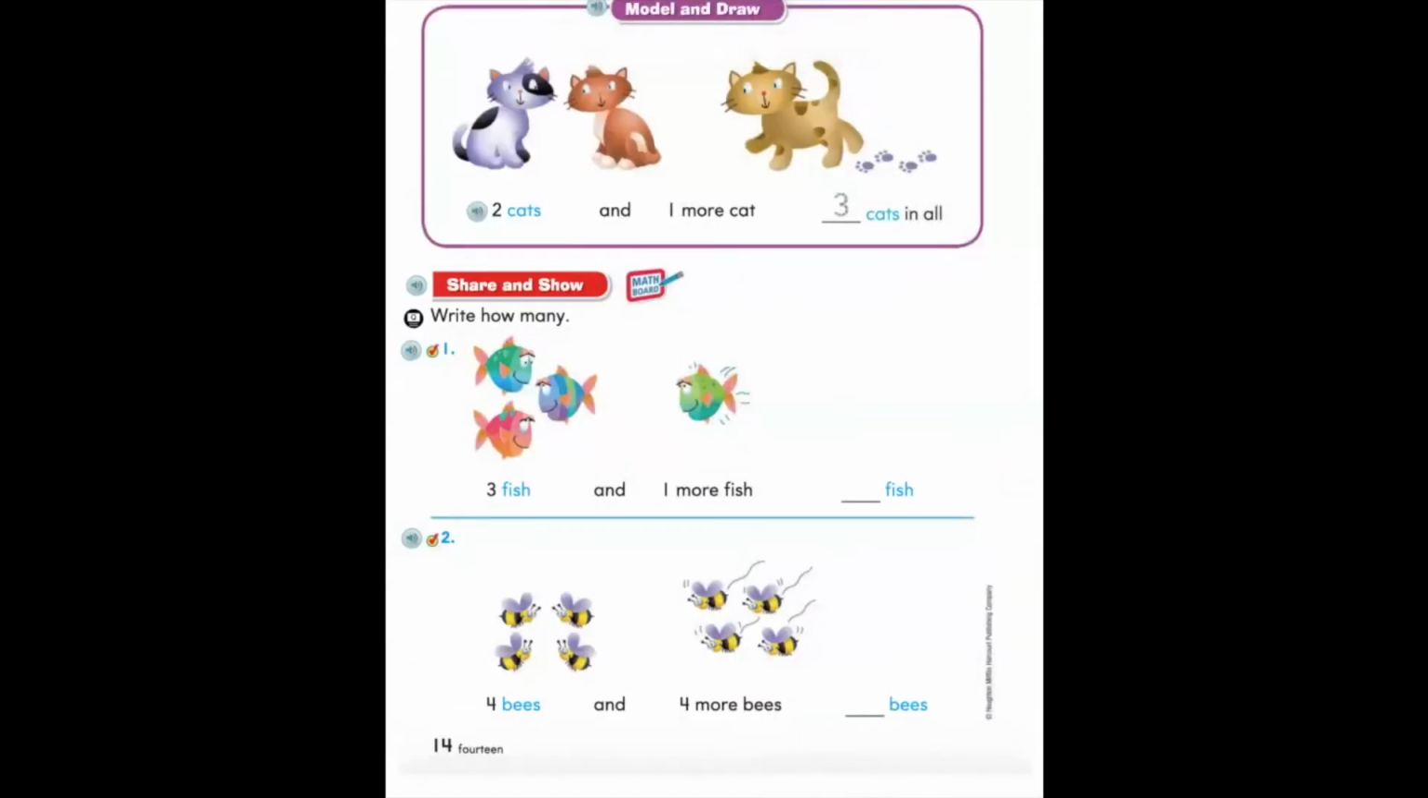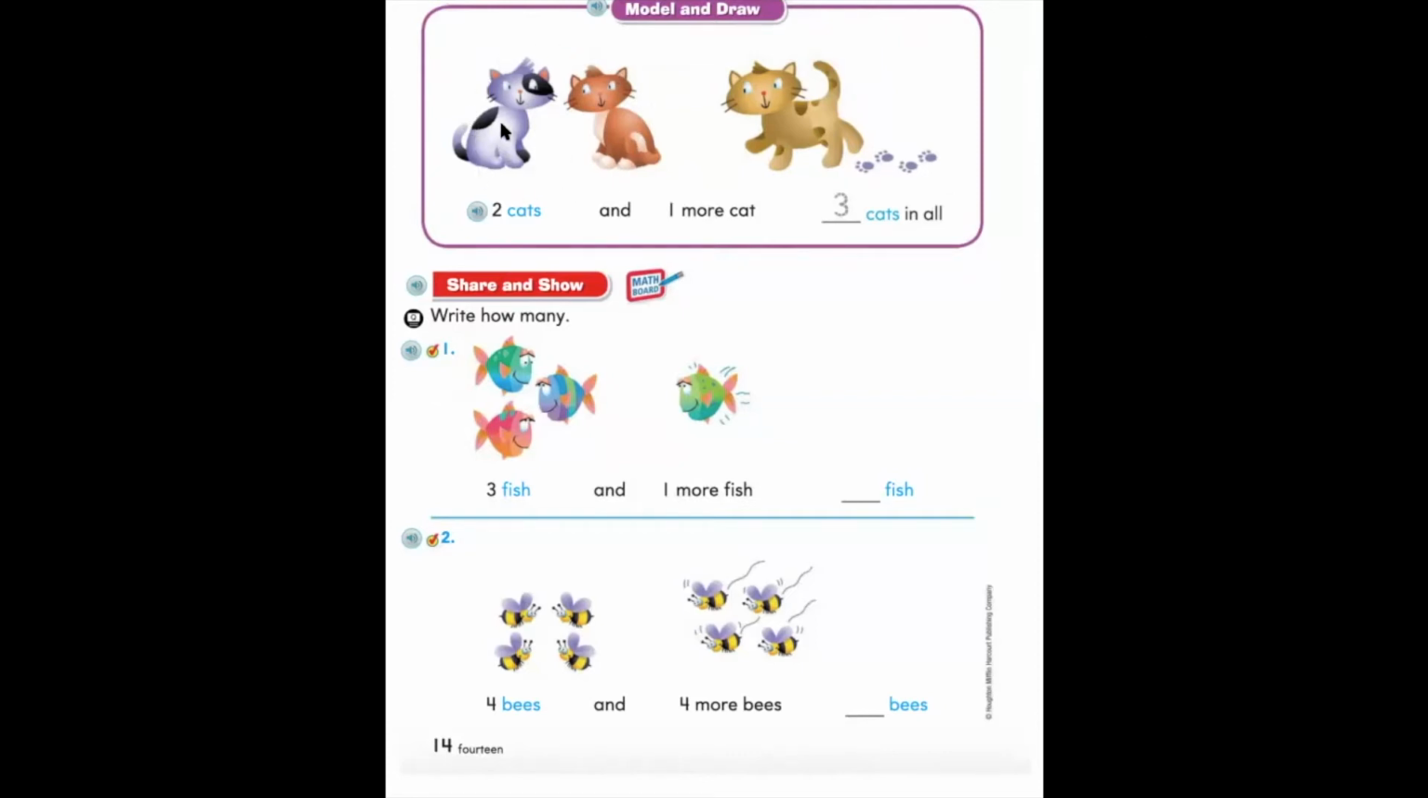So, right at the top of our page, on page 14, you'll notice that there is a picture inside of this purple box, and it says model and draw. The picture shows a few different cats. So let's go ahead and explore this picture. Let's think about this question. How many cats are sitting together?